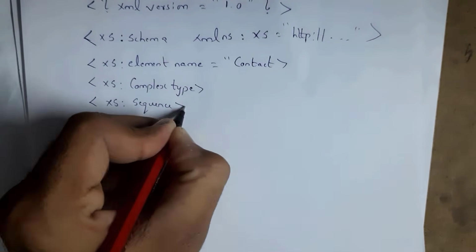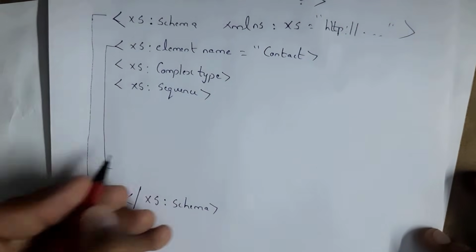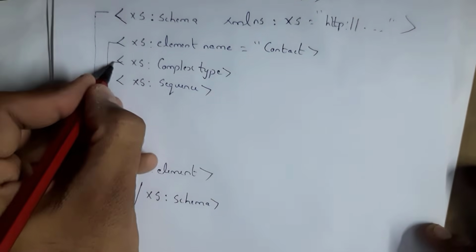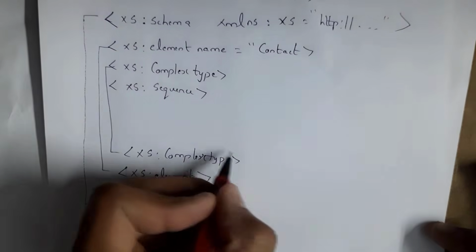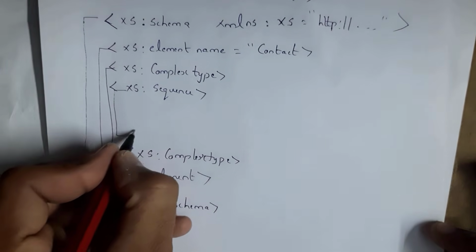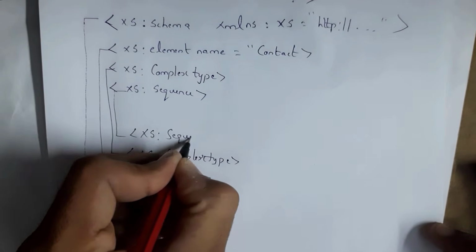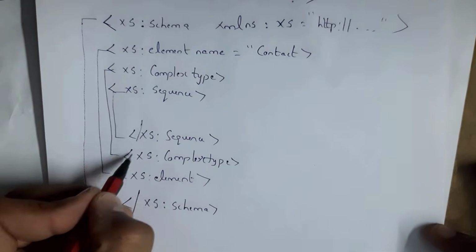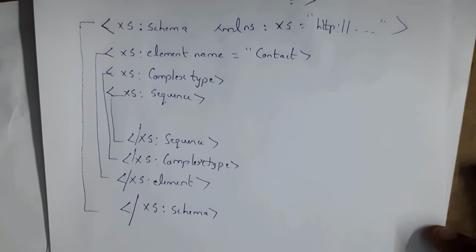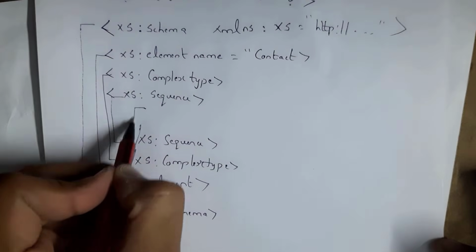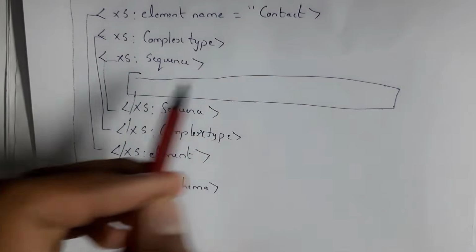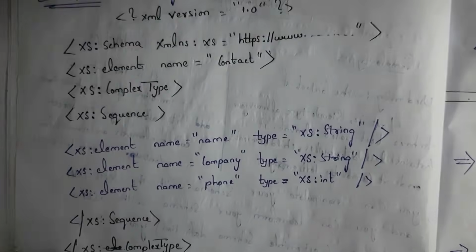xs:sequence. Similarly, we need to close this element. After closing the element, we need to close the complex type. After closing the complex type, we need to close the sequence, /xs:sequence. For a closing tag, we need to include a slash. Inside this, we need to write the content. This is the content which I have written inside this.